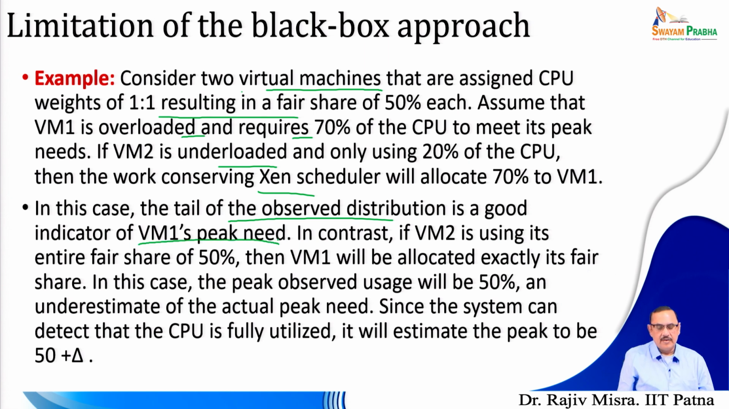In contrast, if VM 2 is using its entire fair share, that is 50%, then VM 1 will be allocated exactly its fair share. In this case the peak observed usage is 50%, an underestimate of the actual peak need. Since the system can detect that the CPU is fully utilized, it will estimate the peak to be 50% plus.